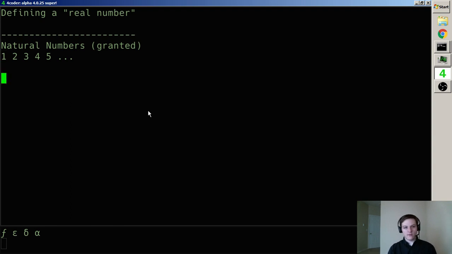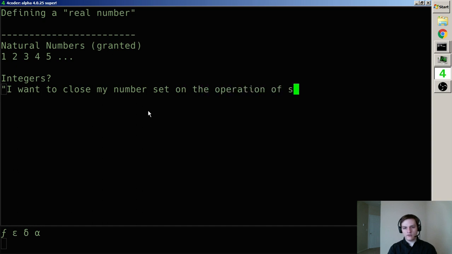So if that's our natural numbers, how do we get integers? Well, we basically get integers by saying I want to close my number set on the operation of subtraction, right? In other words, when I say I want to close my number set, what I mean is I have the set of numbers here, natural numbers, and it's possible to take two natural numbers and subtract them and get something that's not in that set. I want a new set of numbers that's closed under that operation, so that whenever I subtract two things from my number set, I get another thing that's in my number set.